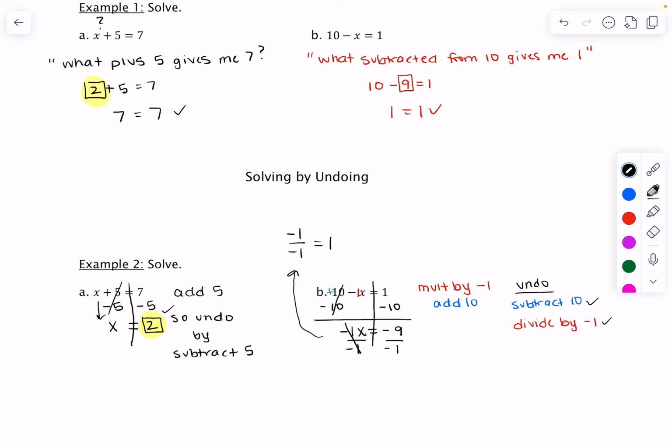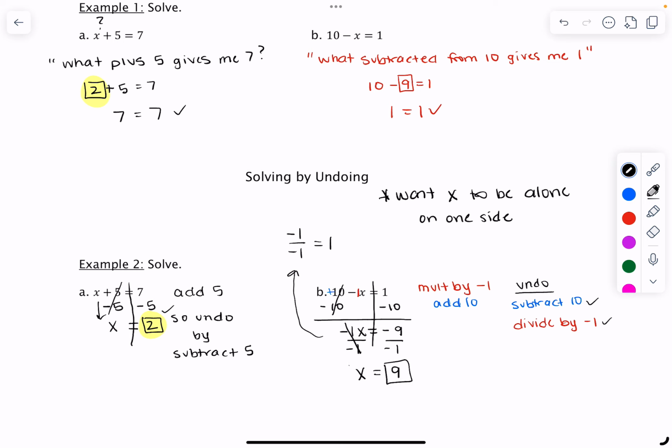We want those two things on top and bottom to cancel out to 1, so that leaves me with x by itself. We want x to be alone on one side because we want to find out what x equals. Well, what is negative 9 divided by negative 1? Positive 9. So notice that that is the same answer as we got up at the top. We just did it in a different way. And this way of solving is the way that will work on every single problem you see today.